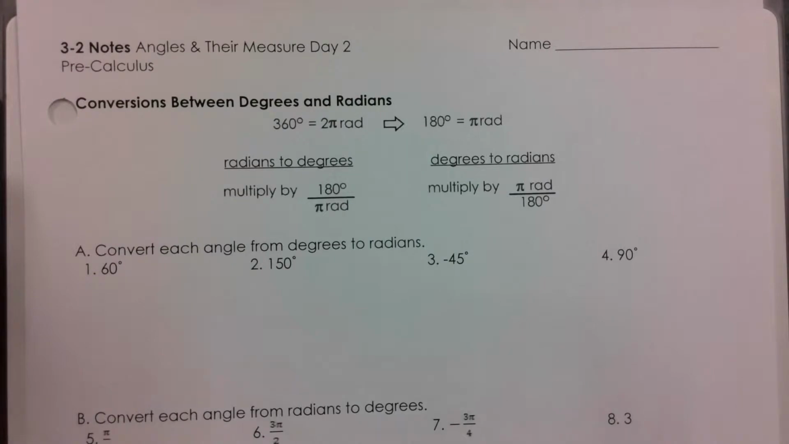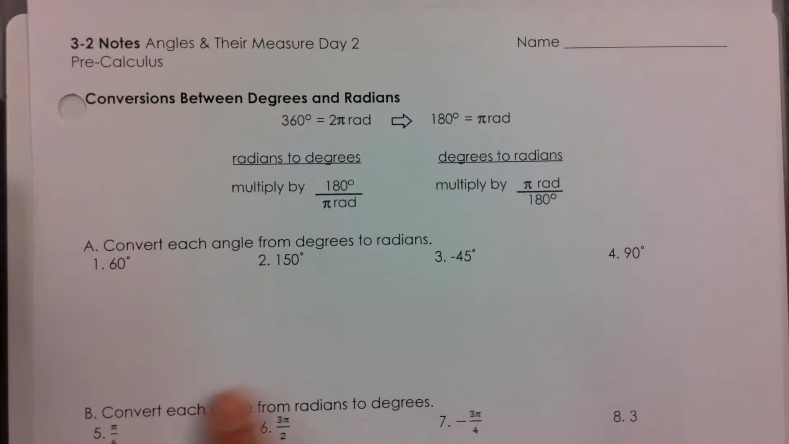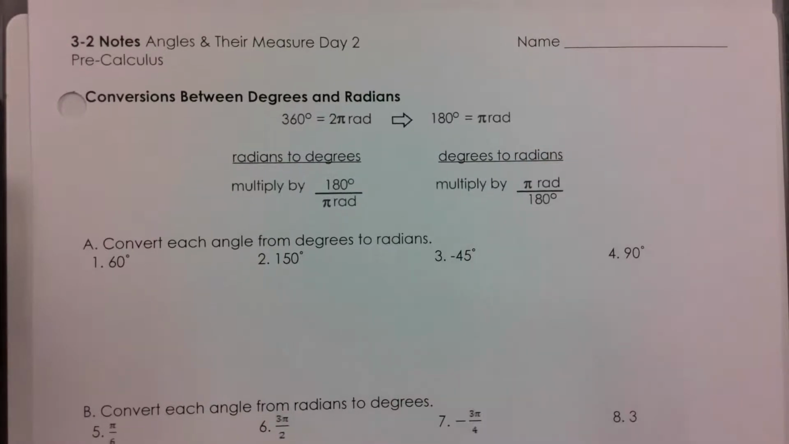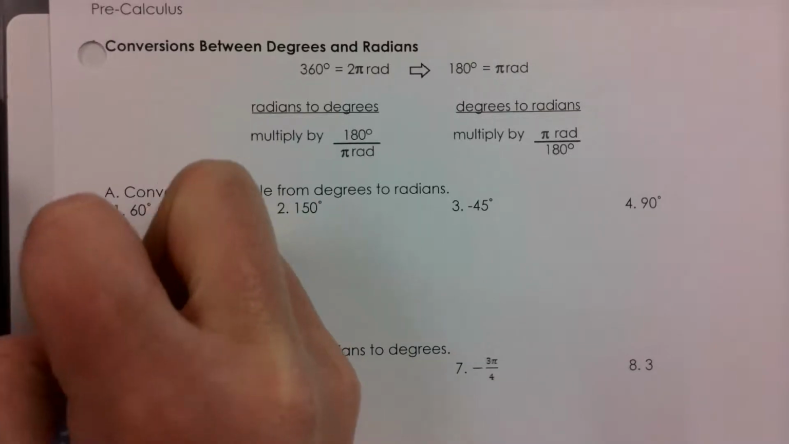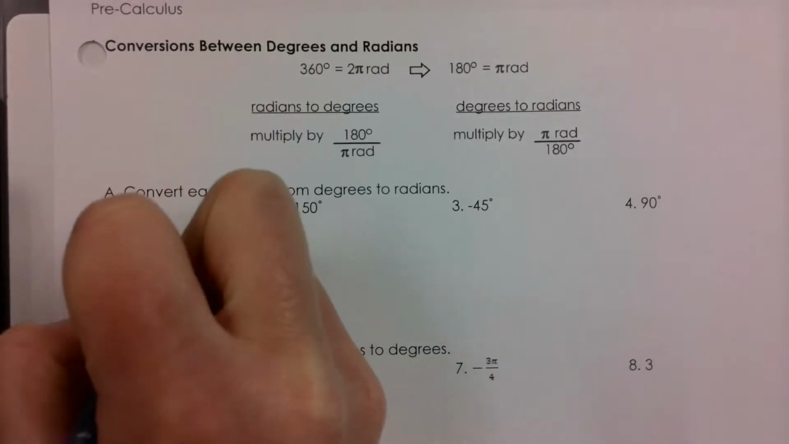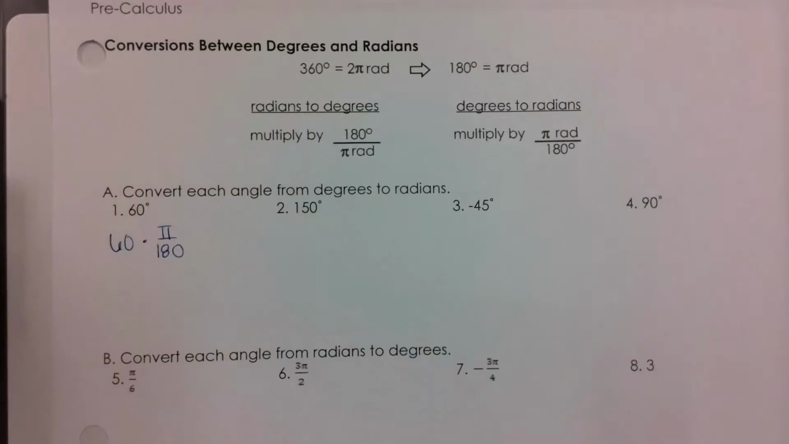So for this first section, we're going from degrees to radians, so we're going to be multiplying by pi radians over 180. We're doing 60 times pi over 180. That's all you've got to do. Is that okay? Let's simplify it first and get a radian answer, and then do y'all want decimal answers as well? No? Okay, then we won't worry about that.